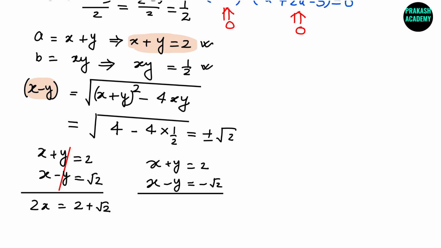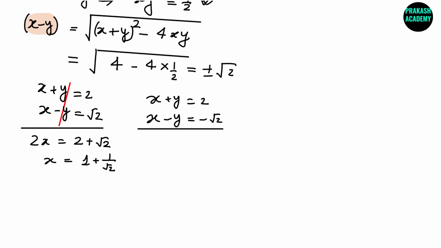2 plus root 2, or x will be 1 plus 1 by root 2. And what will be the value of y? y will be simply 2 minus x, that is 2 minus 1 minus 1 by root 2. So in this case, y will be 1 minus 1 by root 2.